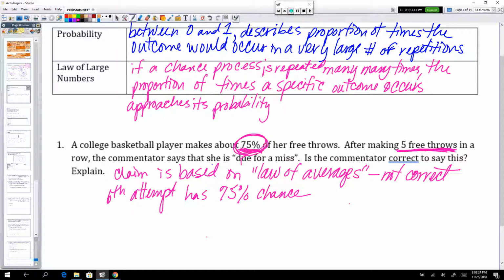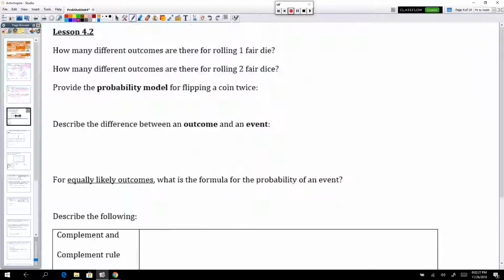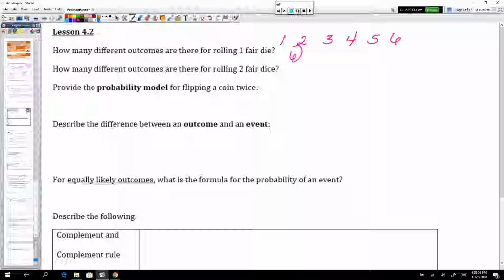Alright, so let's flip over to lesson 4.2 notes. And let's get some baseline information here on some outcomes. So let's first think about how many different outcomes there are for rolling one single fair die. Hopefully everybody knows that a fair die has 6 sides. And so there are 6 different outcomes when you roll that die. You could roll a 1, a 2, a 3, a 4, a 5, or a 6, and so therefore there are 6 different outcomes.